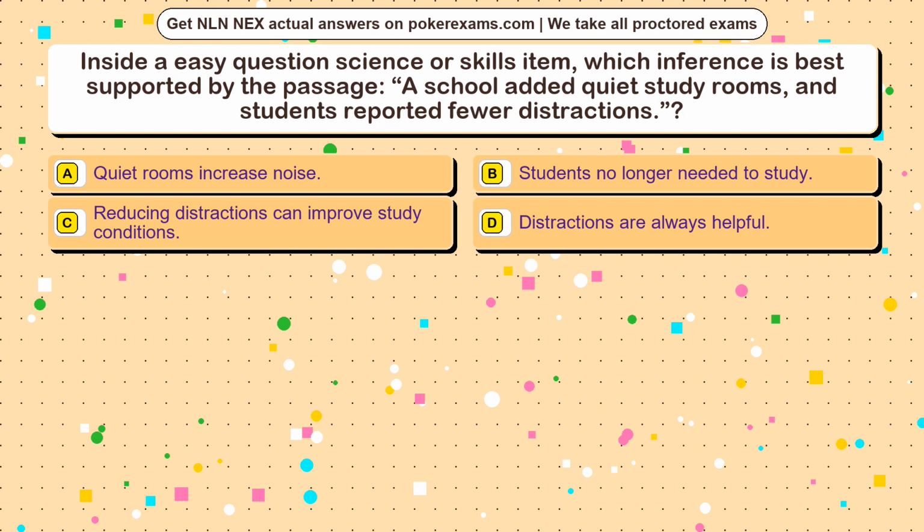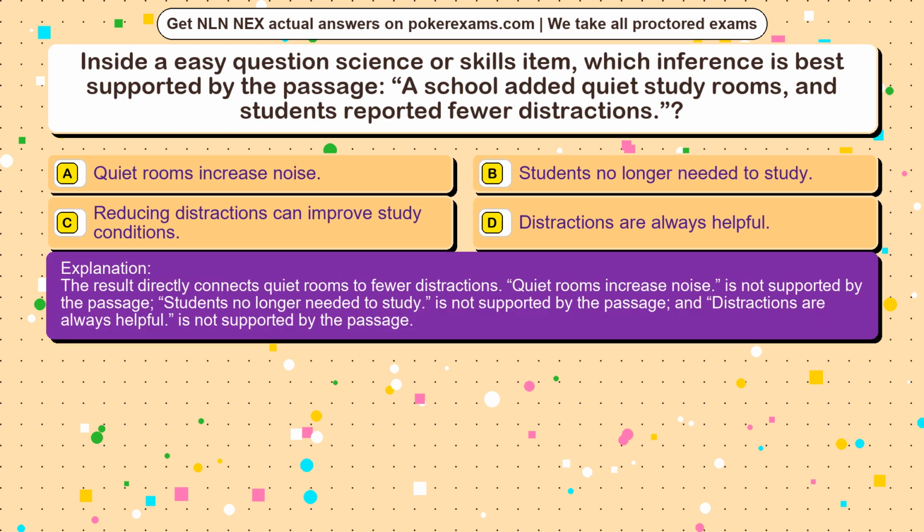The correct answer is option. The result directly connects quiet rooms to fewer distractions. Quiet rooms increase noise is not supported by the passage, students no longer needed to study is not supported by the passage, and distractions are always helpful is not supported by the passage.